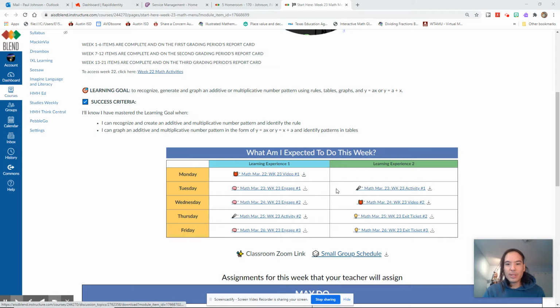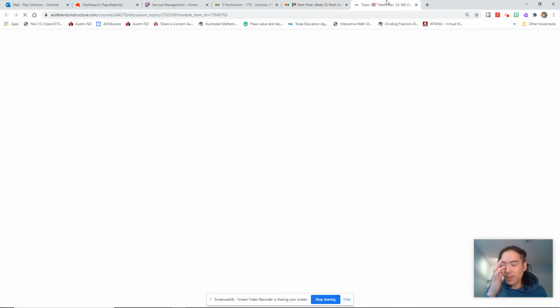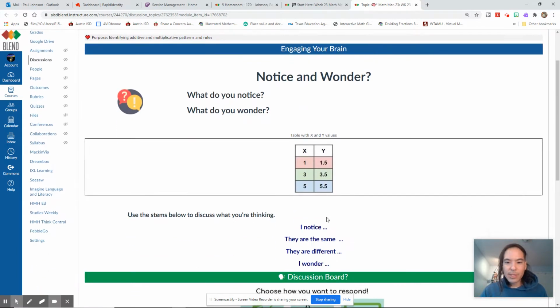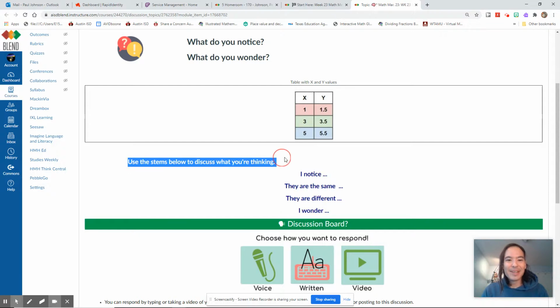Let's go ahead and look at our two assignments for today. We have a discussion and then we have a Google assignment. So if we go ahead and open up the discussion to begin with. Remember, just use the sentence stems to receive credit. So 4 sentence stems gets you full credit. If you use less than the 4 sentence stems, you aren't getting the full credit. That is part of the assignment. Use the stems below to discuss what you're thinking.